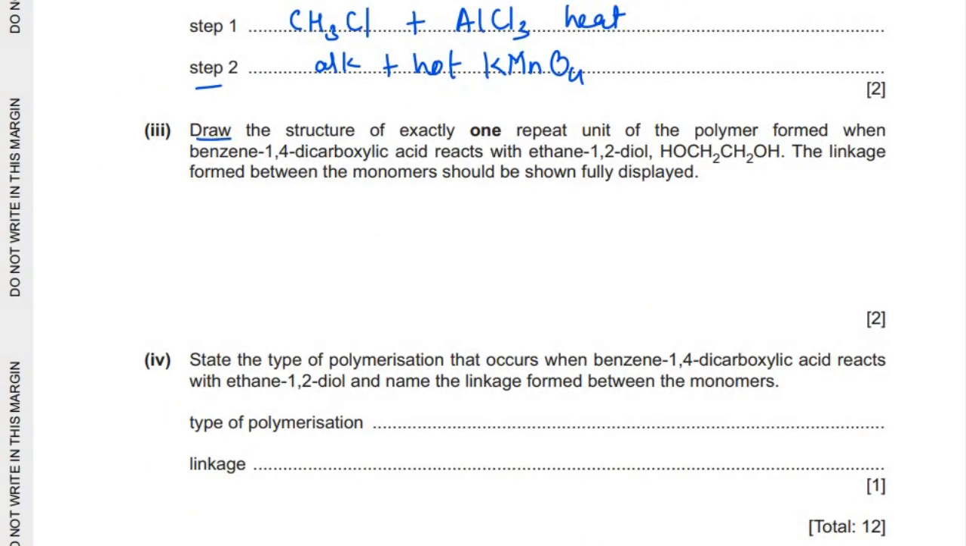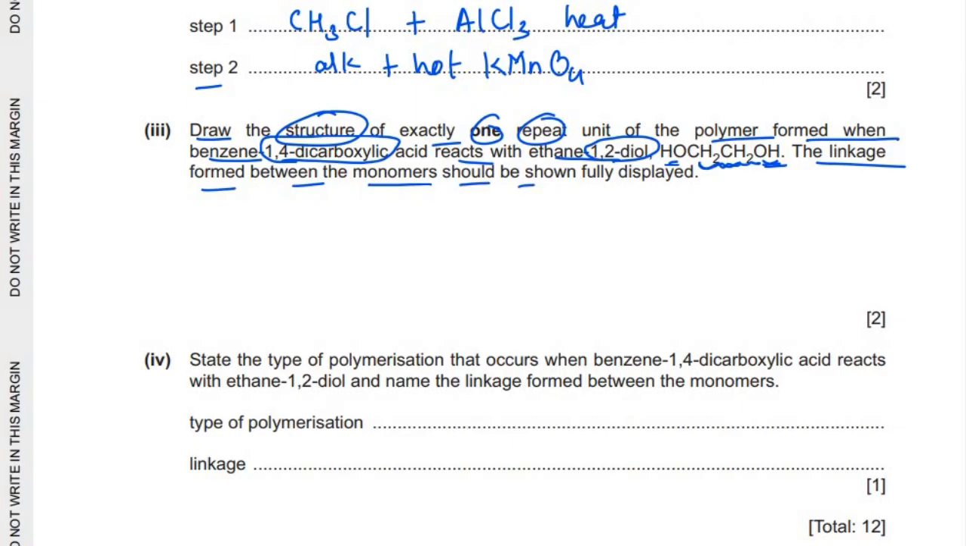Now draw the structure of exactly one repeat unit of the polymer formed when benzene 1,4-dicarboxylic acid reacts with ethane 1,2-diol. Now ethane 1,2-diol is given here, where ethane has the alcohol group on both the carbons, and the linkage formed between the monomers should be shown fully displayed. Fully displayed means showing all the bonds. Now they have said one repeat unit, so only one repeat unit has to be shown.